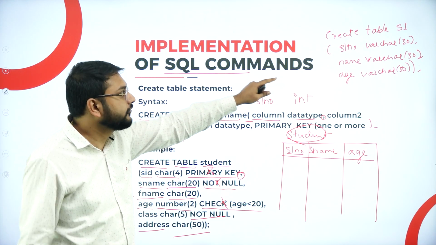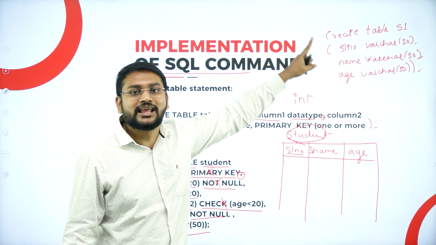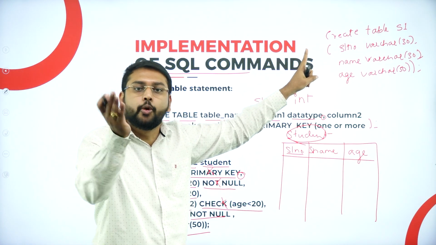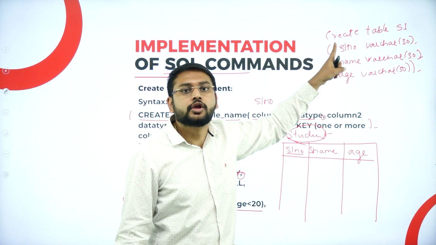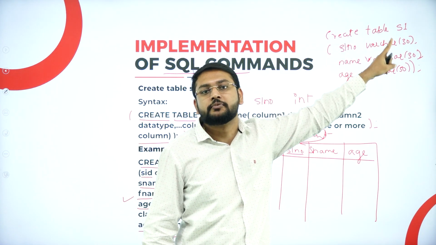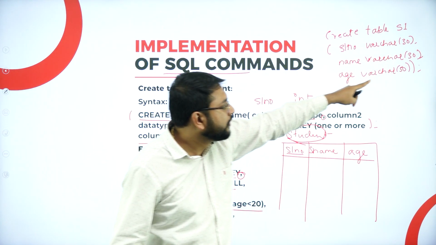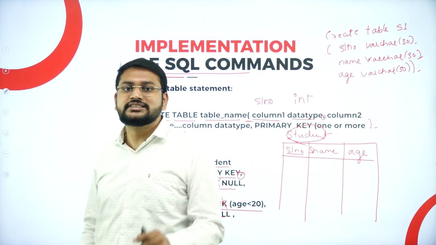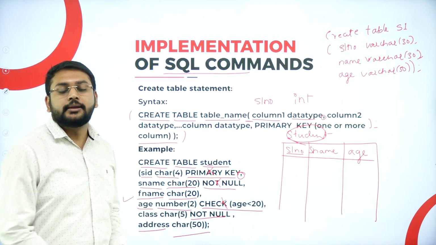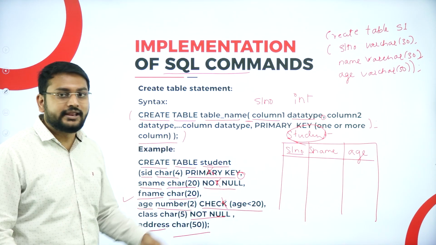So come on, repeat along with me. Create space table name, open parenthesis. What is the syntax here? Column name space data type, and for each and every column you will have the comma. At the end, you will close the parenthesis and semicolon. This is how I create my table. So fine, you understood how we create the table.